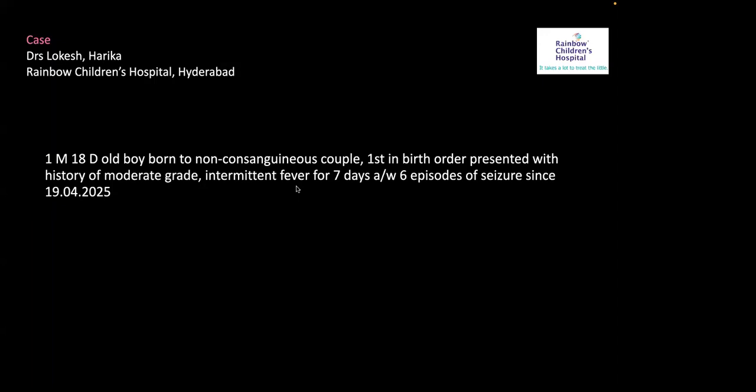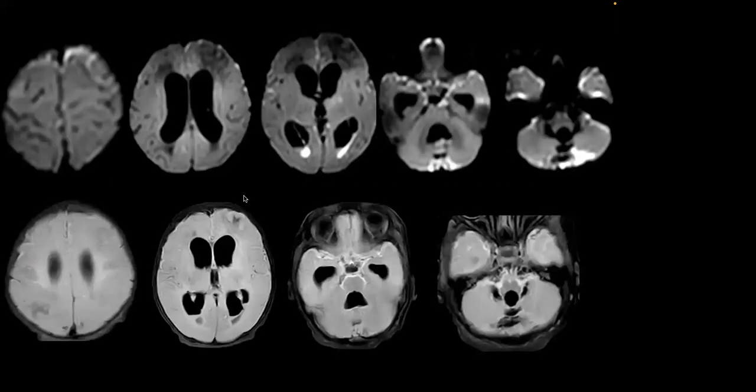A month and a half old, born to a non-consanguineous couple, first in birth order, presented with moderate to high-grade intermittent fever for 7 days, and seizures. The child had 3 sets of scans. I only have the most recent 2 scans. The child was scanned on 21st of April. I think changes were suggestive of an infective etiology. I have the follow-up scan 4 days later.